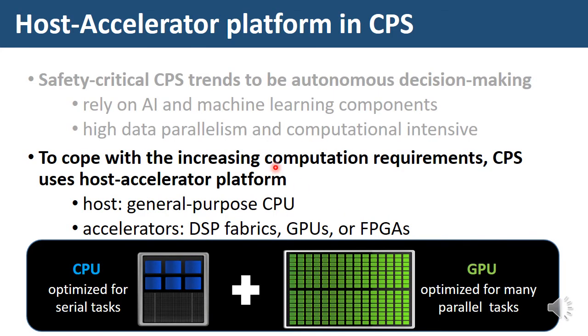To cope with the increasing computation requirements, CPSs use host-accelerator platforms. The host means the general-purpose CPU, which is used to deal with serial tasks, and the accelerator is used to deal with the parallel tasks. For example, DSP, FPGA, or GPU. In this paper, we take the GPU as an example.